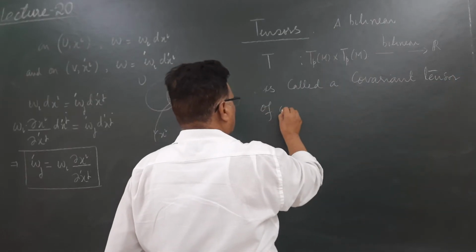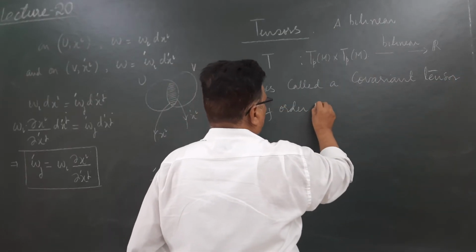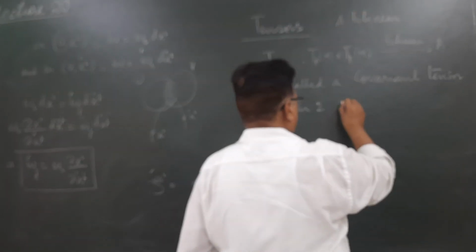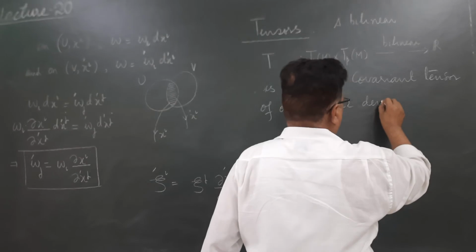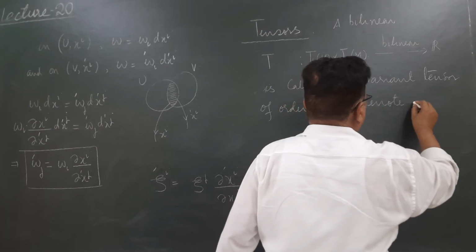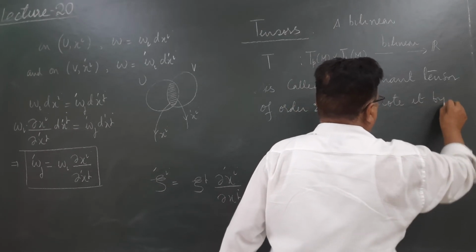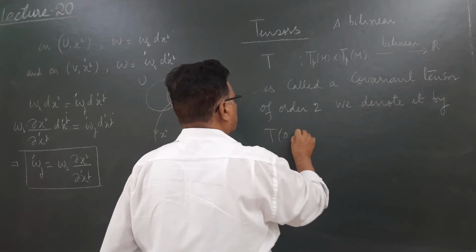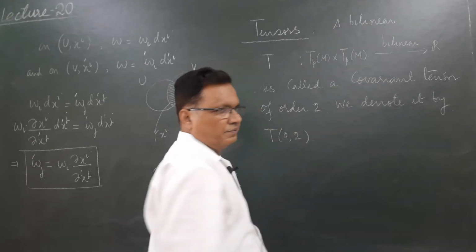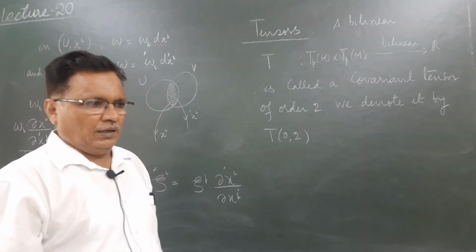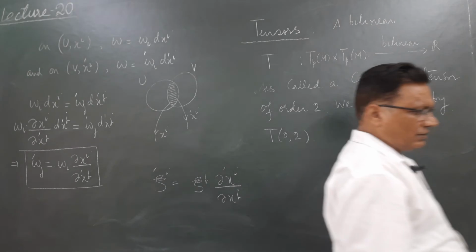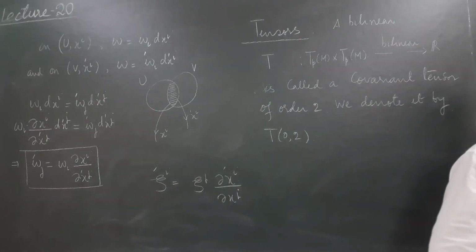Of order 2, or we denote it by T02. अगर आपके सामने T02 लिखा है तो आप समझ जाएंगे कि this is some covariant tensor of order 2.